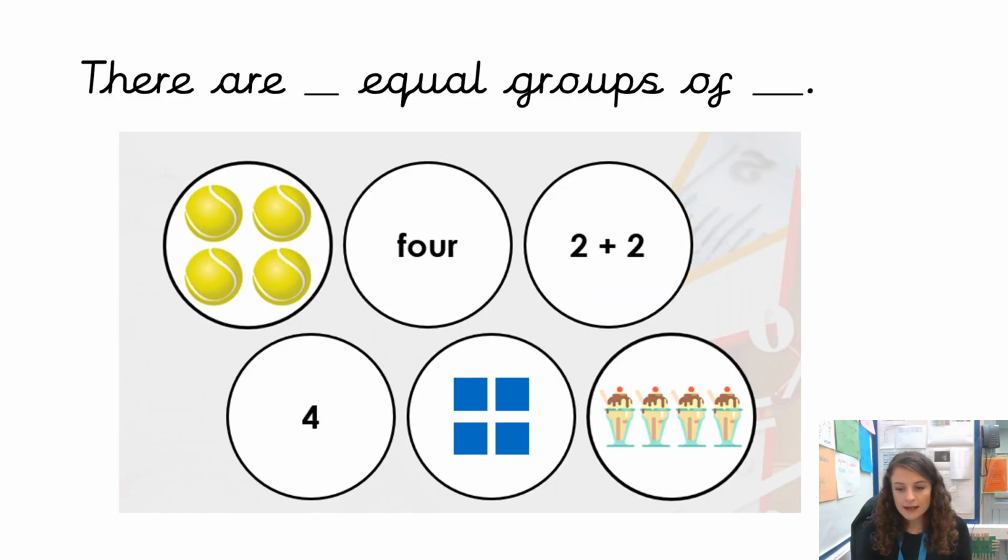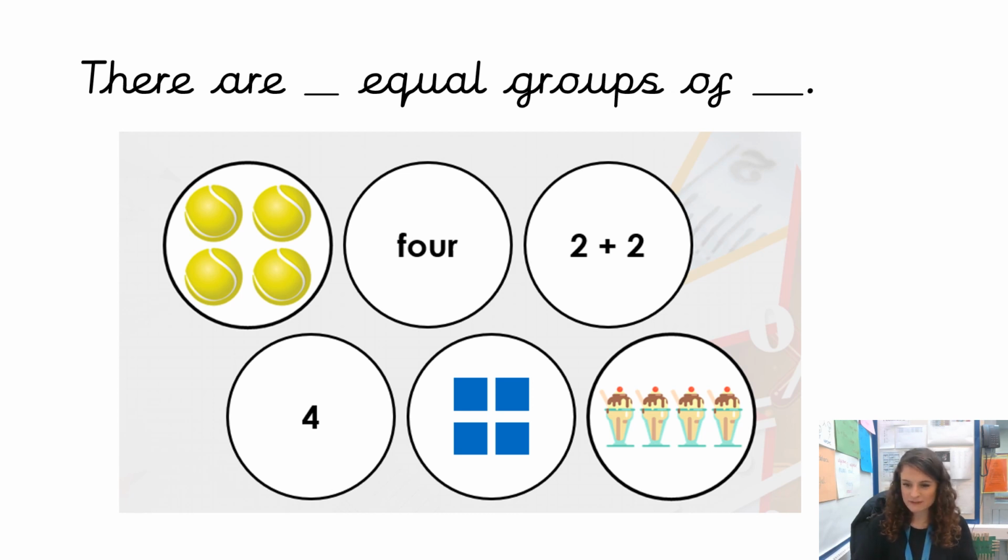Okay, let's have a go at these then. There are equal groups of... So let's have a look in each of our groups. I've got 4 tennis balls, the number 4 written in words, 2 plus 2, which we know equals 4, the number 4 on its own, 4 squares, and 4 ice creams.